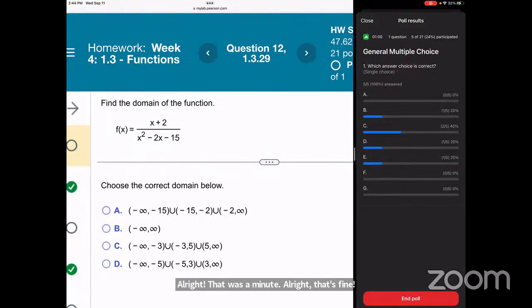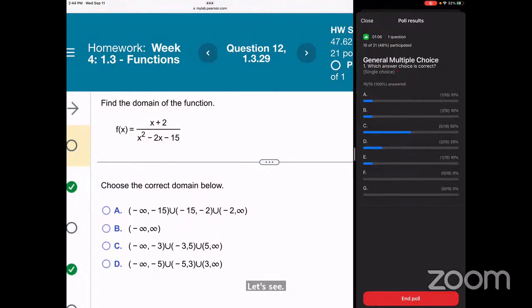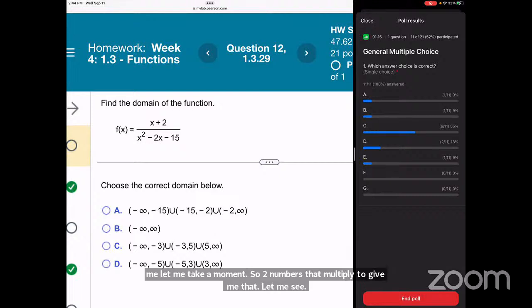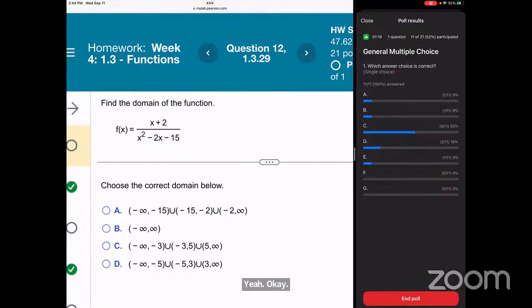Let's see. I think I'm going to guess on this one. Well, I guess there's no need to guess. Let me take a moment. So two numbers that multiply to give me that. Let me see. Okay, let me make sure. All right, so I'm going to go with this result. And I'm going to close the poll.